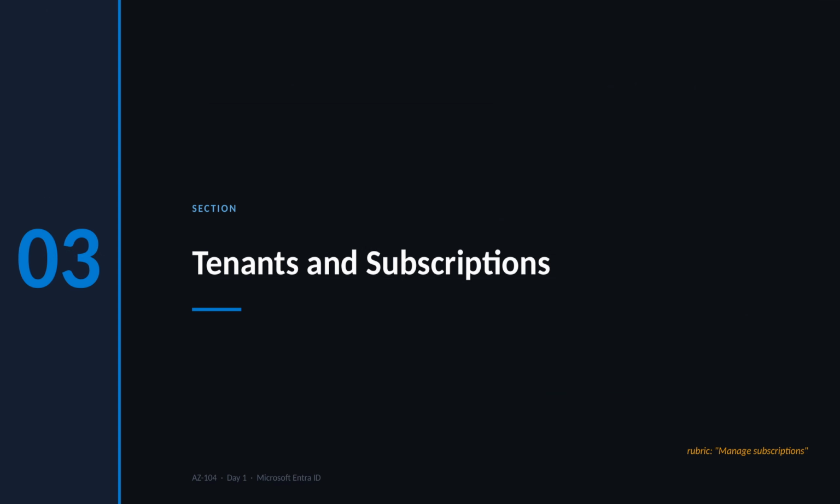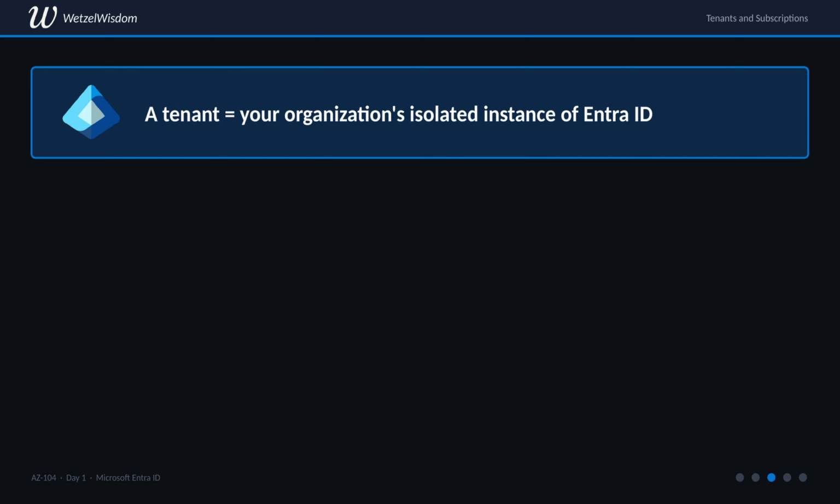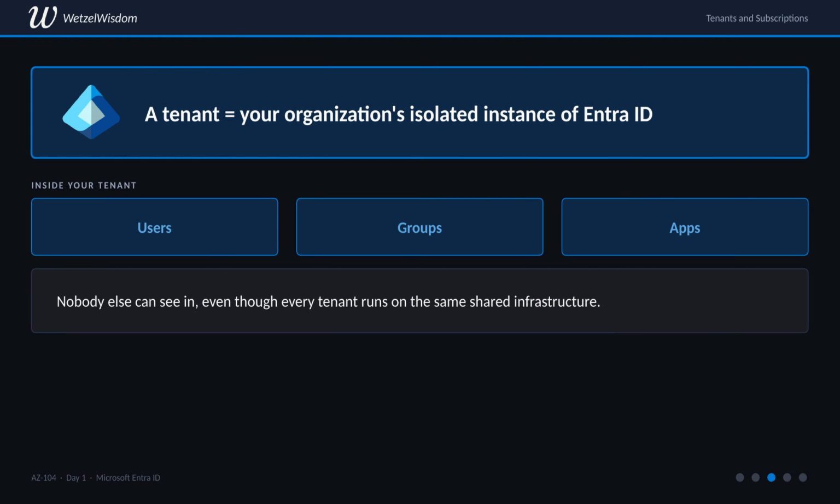Okay, this section is less drawn out, but it's still key for building our exam knowledge. An Entra tenant is your organization's own private copy of Entra ID. When your company signed up for Azure or Microsoft 365, Entra set aside a directory just for you, and that directory is your tenant. It holds your users, your groups, and your apps, and no one else can see into it, even though every tenant in the world runs on the same shared infrastructure.